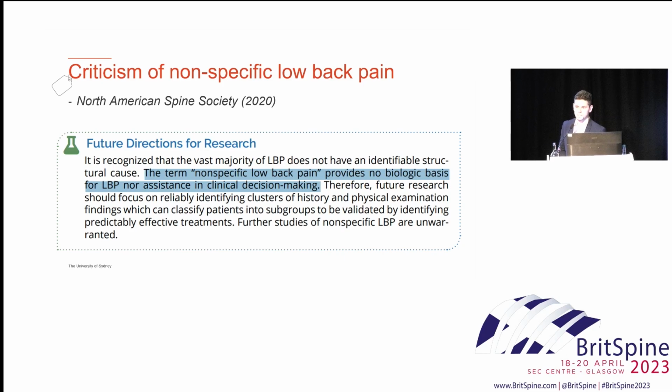If you look at the criticisms of non-specific low back pain, I quite like this criticism from the North American Spine Society, because they do recognize that it is difficult to diagnose back pain. It's very hard to attribute a structural cause to back pain. But at the same time, they mention that the term non-specific back pain provides no biological basis to the problem, which is a big issue in my opinion. And it doesn't help clinicians make decisions. It doesn't help anyone do anything at all. And I agree with that. I think it's a very important point to be made.